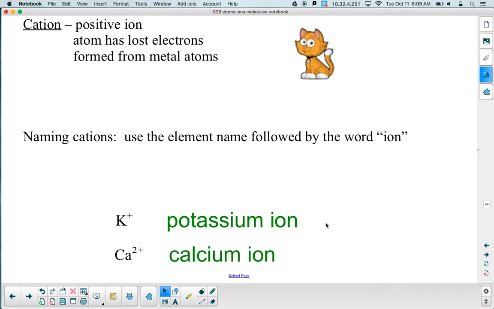You just use the element name followed by the word ion. There's no need to indicate in the name of the element what the charge on the ion is, because we know that the charge on the ion is determined based upon the column in the periodic table. Potassium is in the first column, so it's positive 1. Calcium is in the second column, so it's positive 2.